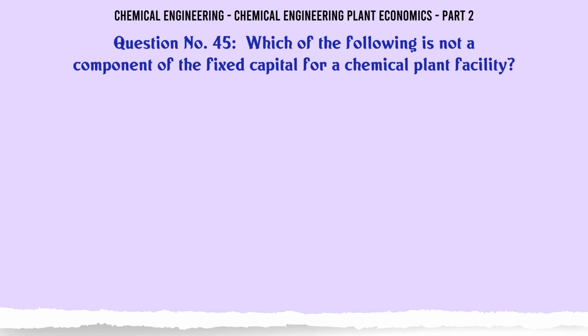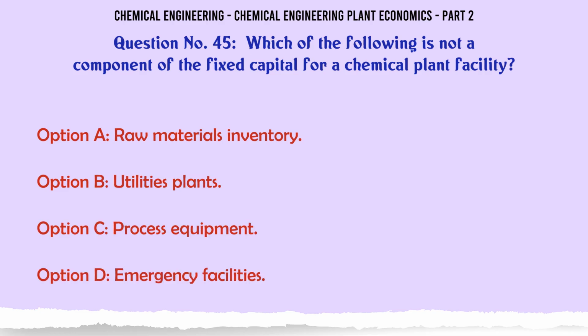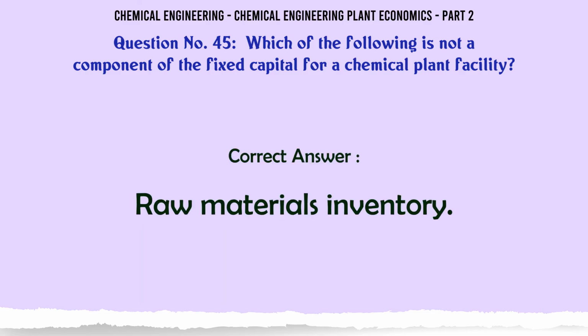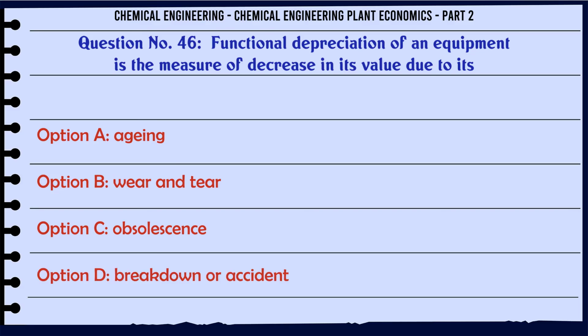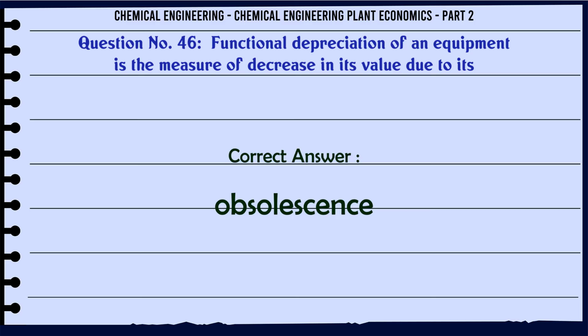Which of the following is not a component of the fixed capital for a chemical plant facility? A. Raw materials inventory. B. Utilities plants. C. Process equipment. D. Emergency facilities. The correct answer is raw materials inventory. Functional depreciation of an equipment is the measure of decrease in its value due to its A. Aging. B. Wear and tear. C. Obsolescence. D. Breakdown or accident. The correct answer is obsolescence.